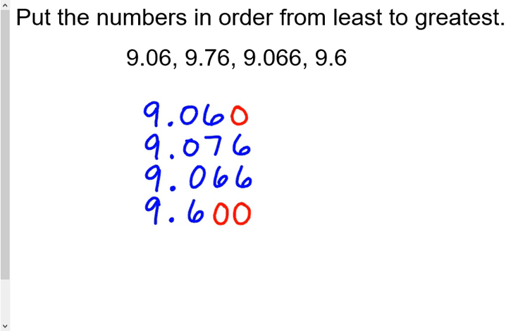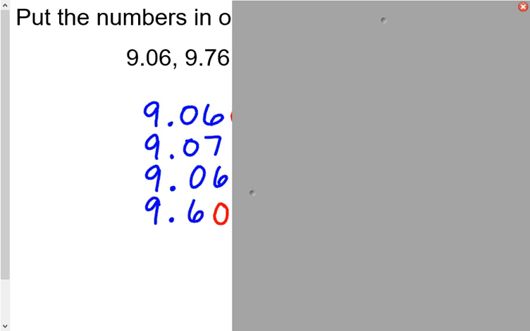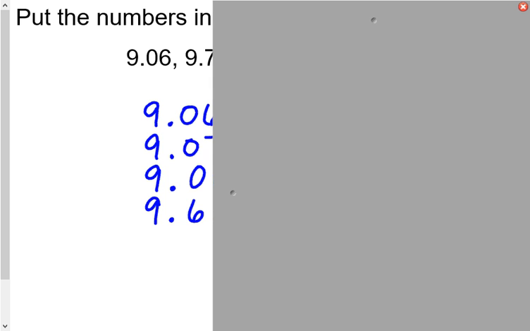I'm going to start by comparing the whole numbers. The whole numbers are all 9. They're all the same, so that's not going to help me. I can't put them in order based on the whole number part. So then I look at the part just after the decimal. And I know some of you are used to looking at the number in the tenths place and comparing those, then the numbers in the hundredths place, and so on. And you can do that, but I think it's easier this way.